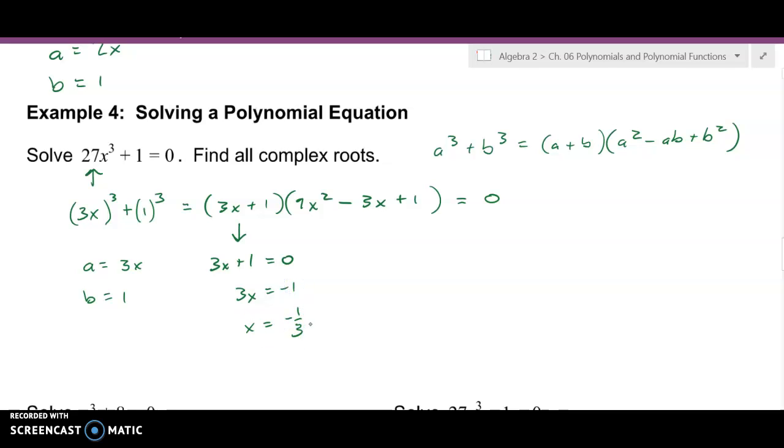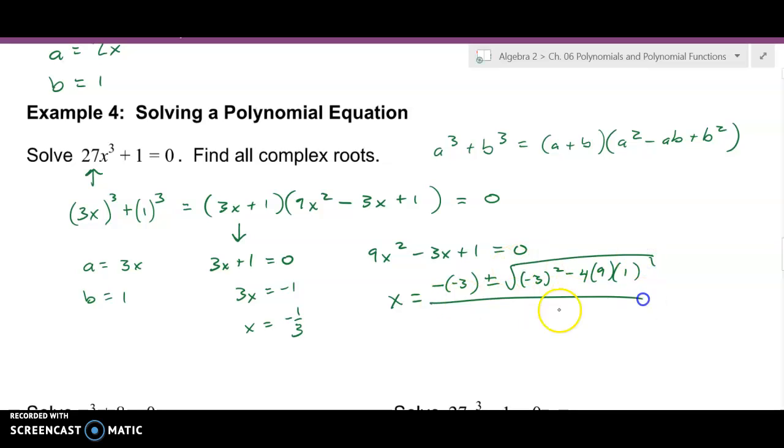That's one option. This one, 9x squared minus 3x plus 1 equals 0, you could graph it to solve it. You could use the quadratic formula. If you're crazy, you could even complete the square, but I'm going to use the quadratic formula. So x equals negative b plus or minus the square root of b squared minus 4ac, all over 2a.